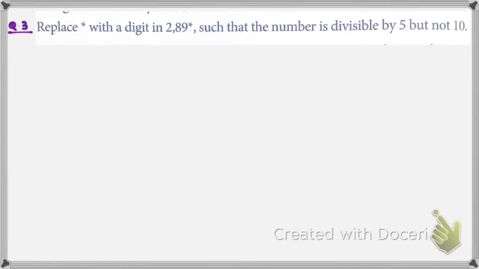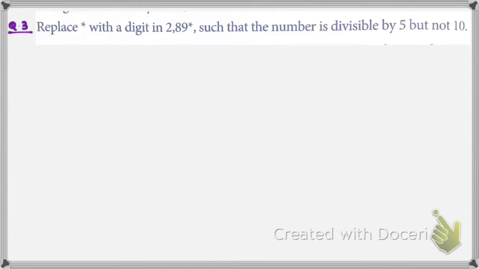Question number 3 is: replace the asterisk. Replace this star mark with a digit. This star mark is actually a digit. What is the number? 2,89 and then star, such that the number is divisible by 5 but not by 10. So what is the divisibility rule for 5? Students, the divisibility rule for 5 is that the last digit should be 0 or 5.